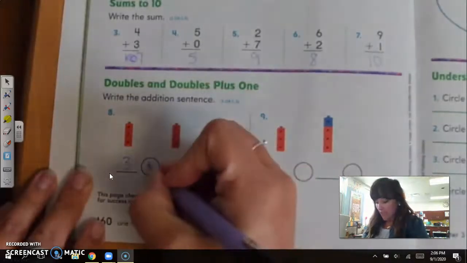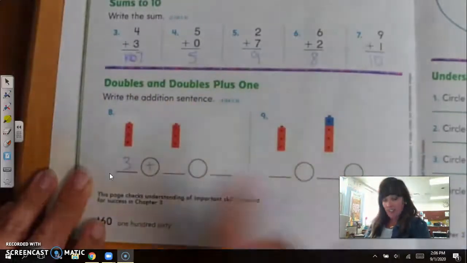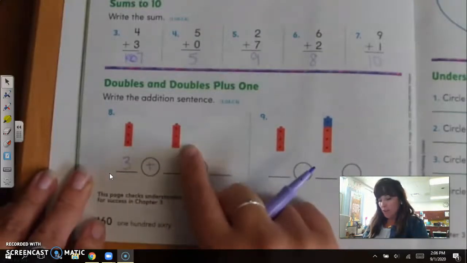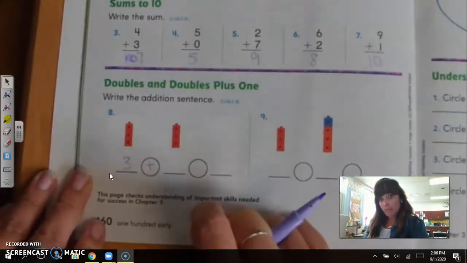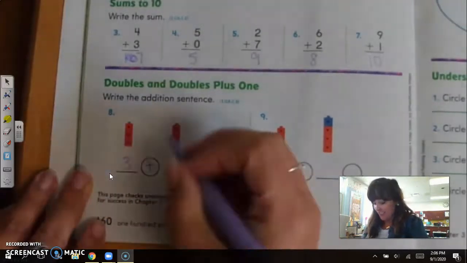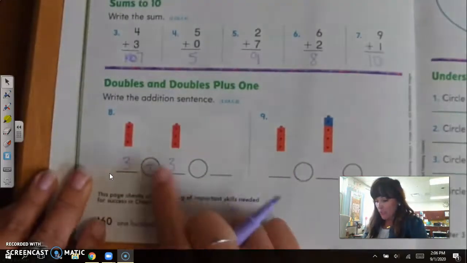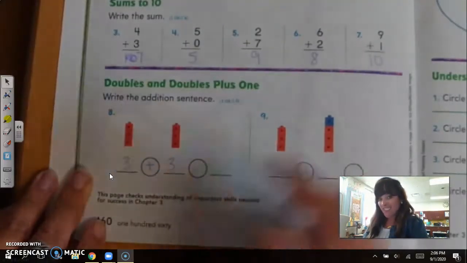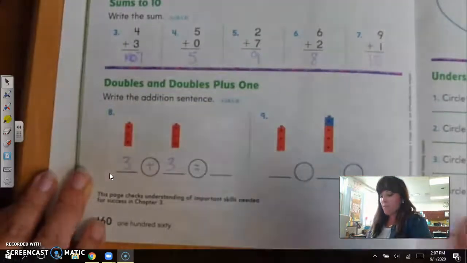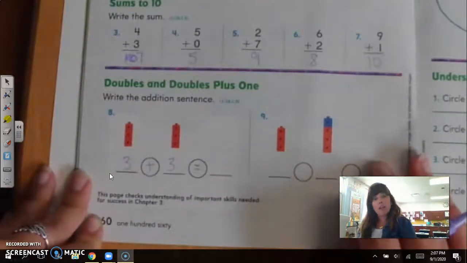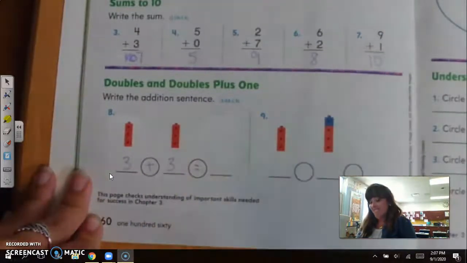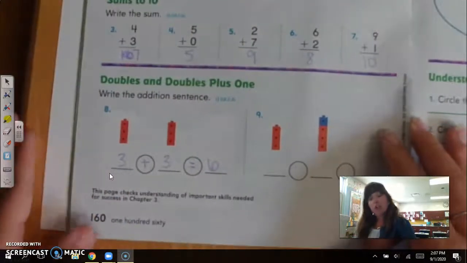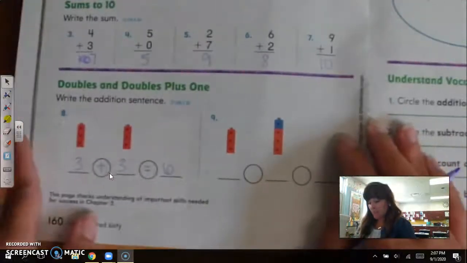Hopefully you said a plus sign or an addition sign. So we have 3 plus, and then we have how many blocks over here? You're right, 3. So we have 3 plus 3. And in this box, or in this circle, we're going to put equals. And then what is 3 plus 3? 6. That's a doubles fact, isn't it? 3 plus 3 equals 6.